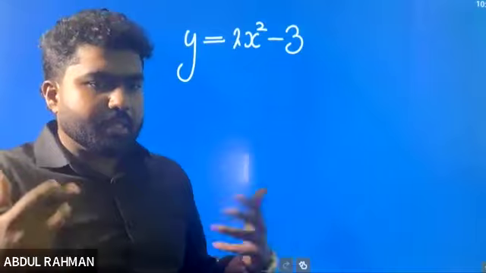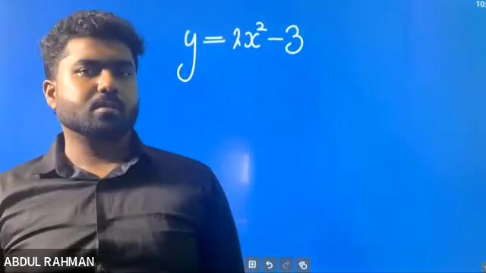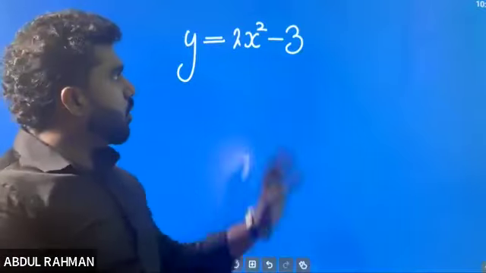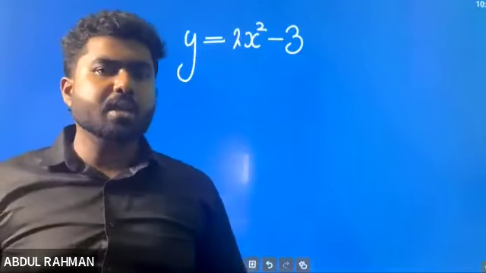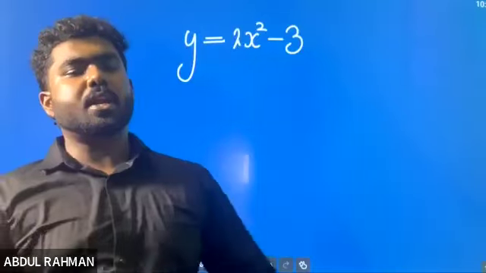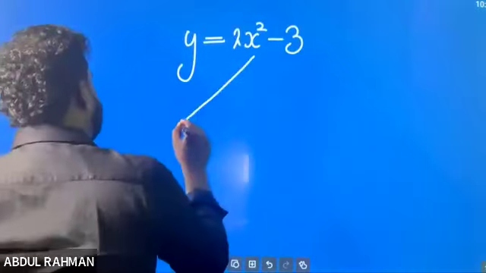I can't be drawing this graph and finding out the answer. I have a limited amount of time. Looking at the equation itself, I need to say what the minimum point is and what the coordinate of the minimum point is. Listen to me very carefully.